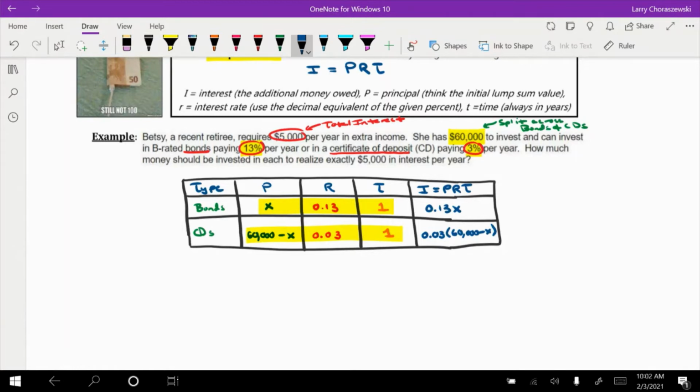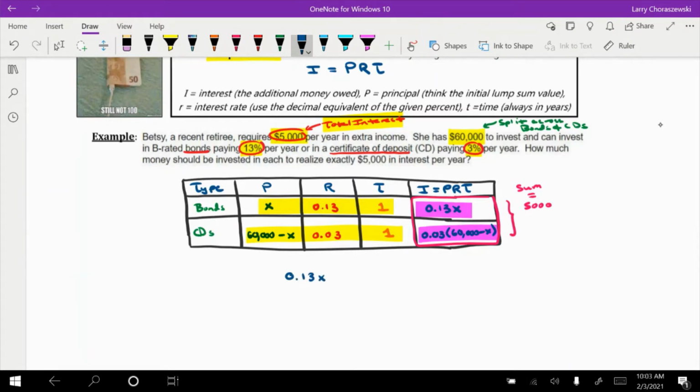Now this is how we're going to create an equation. We want to keep in mind that the total interest is 5,000, and we're going to get interest from both the bonds and the CDs. In fact, we have expressions for the interest, 0.13x and 0.03 times this quantity. What that means is that if we add these two expressions together, their sum is going to equal 5,000. And that connection between the interest of 5,000 and these two expressions is what helps us get an equation going.